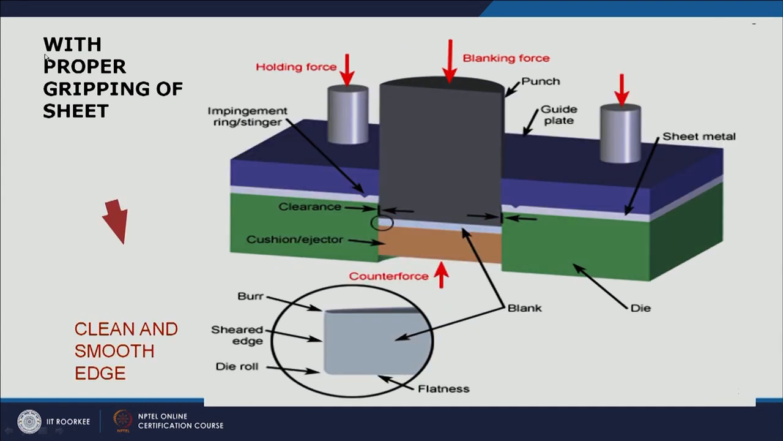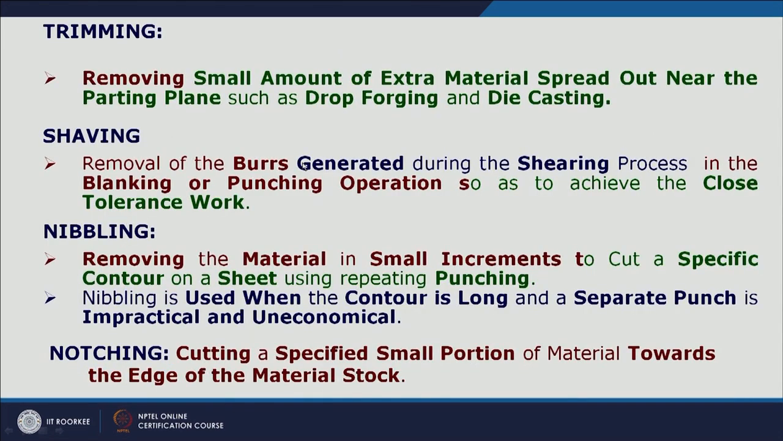But when the sheet metal is properly gripped during the shearing, then we get a very clean, square edge, and all these zones are of very small size. So a very clean and smooth edge is produced when the punching or the blanking is carried out with proper gripping of the sheet metal. So these are some of the operations related with the shearing.